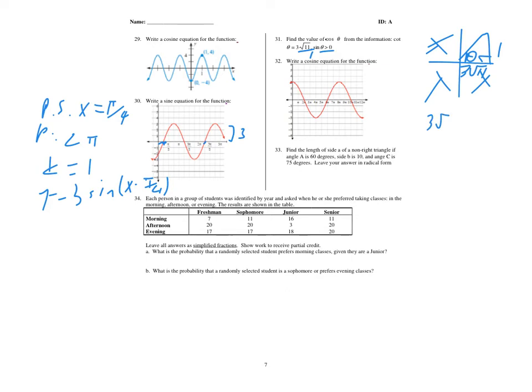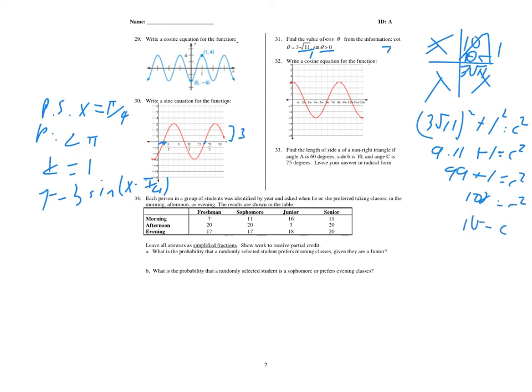So 3 rad 11 squared plus 1 squared equals c squared. So on this one, nope, I did it wrong. That's how most people do it, but you have to do 9 times 11 plus 1 equals c squared, since you have to square the 3 and the rad 11. So 99 plus 1 equals c squared, so 100 equals c squared, c equals 10. So that would mean that the cosine here would be 3 rad 11 over 10.